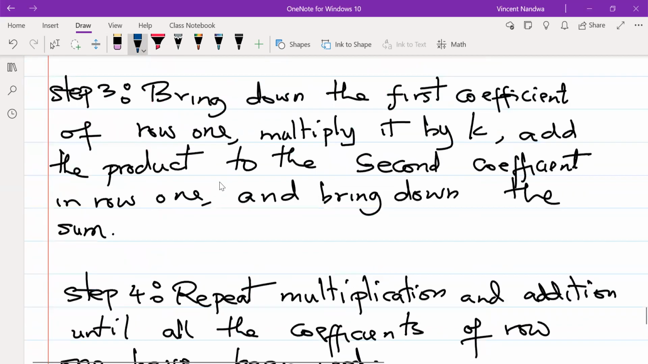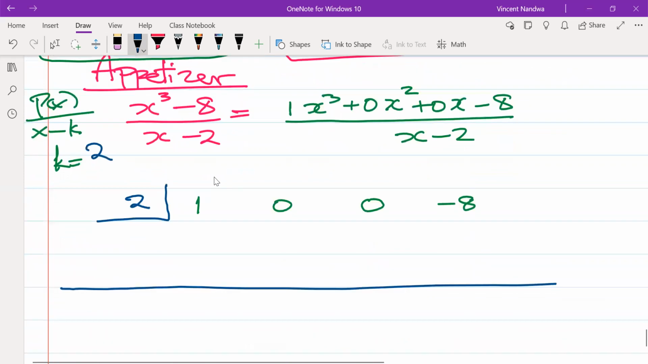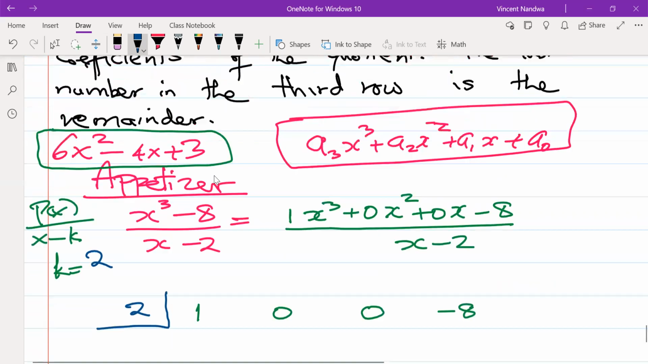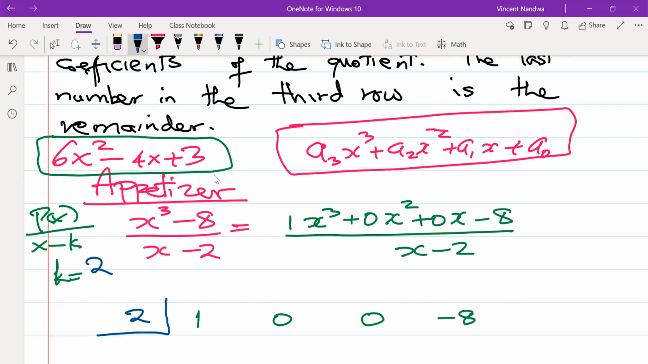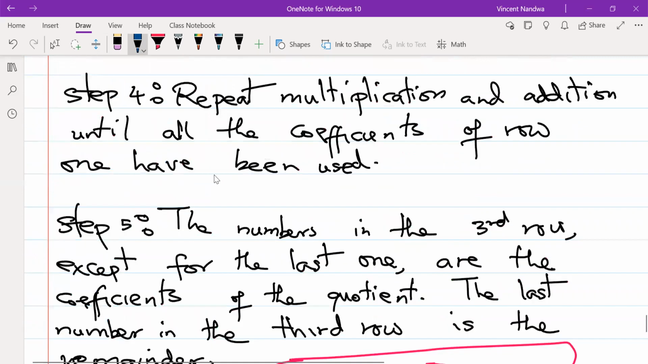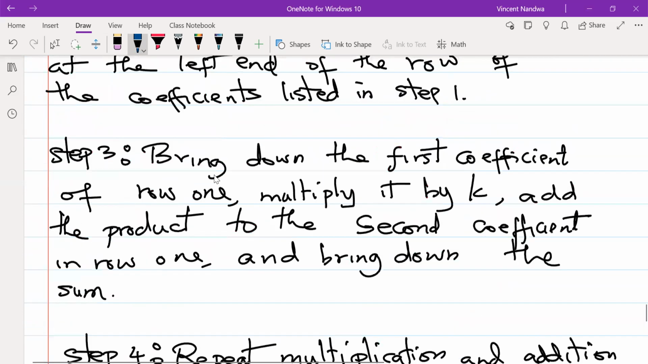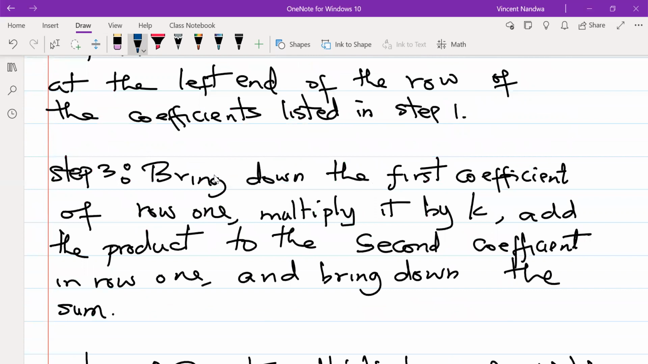And then we go to step 3. Yes? George? We are describing a process. We are now at step 3.